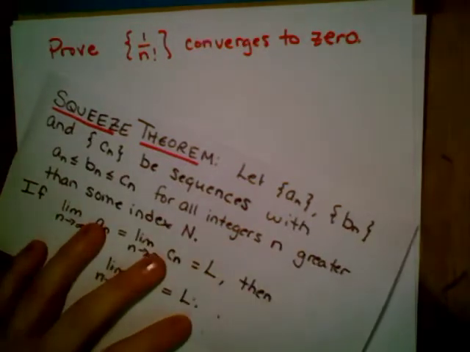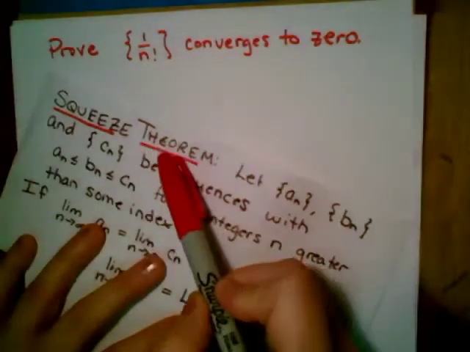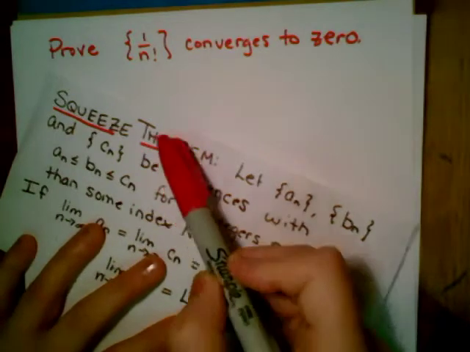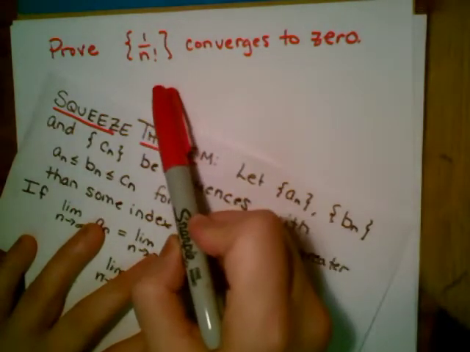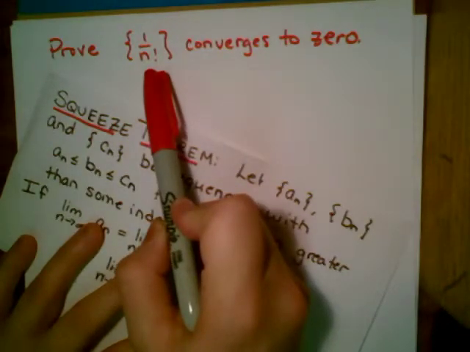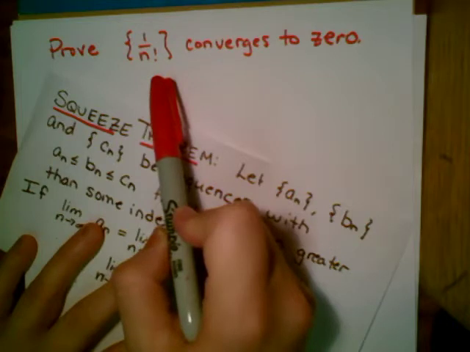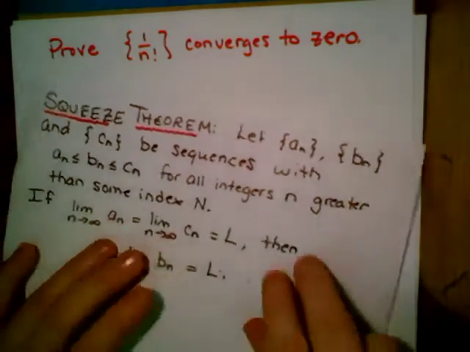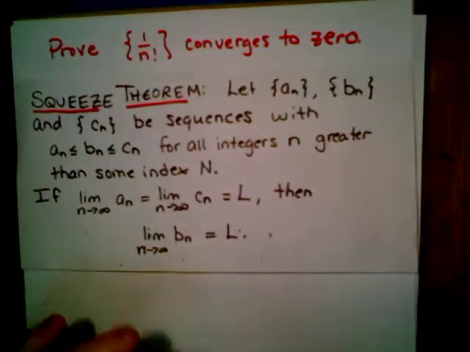Welcome back for a second example of using squeeze theorem to prove that a sequence converges. We're going to look at a neat sequence, 1 over n factorial. We're going to prove that that sequence converges to 0. So let's recall how the squeeze theorem works.